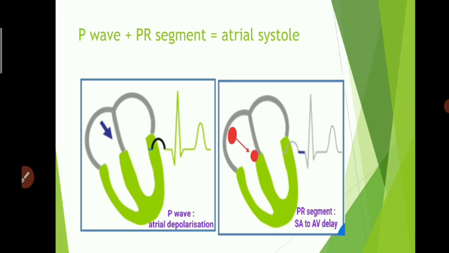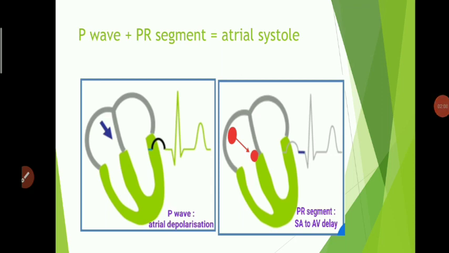The SA node produces a cardiac impulse. This delay in the depolarization of the AV node is represented by the PR segment, and this delay ensures that the depolarization of the ventricles occurs only after the auricles have already been depolarized. This PR segment and the delay caused ensure that the auricles contract prior to the contraction of the ventricles.